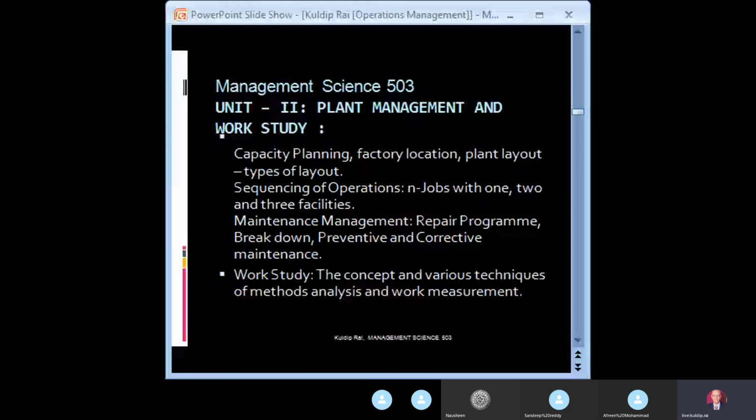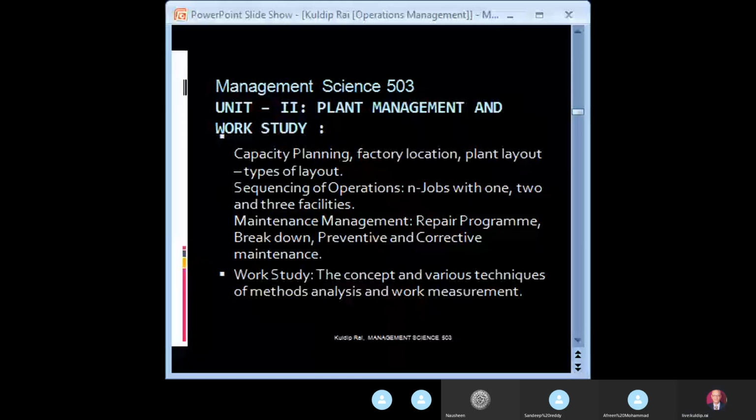Just as there are various techniques for methods analysis, similarly, there are various techniques for work measurement also. There are at least 5 different techniques available to us for work measurement. The most popular of these is time study.